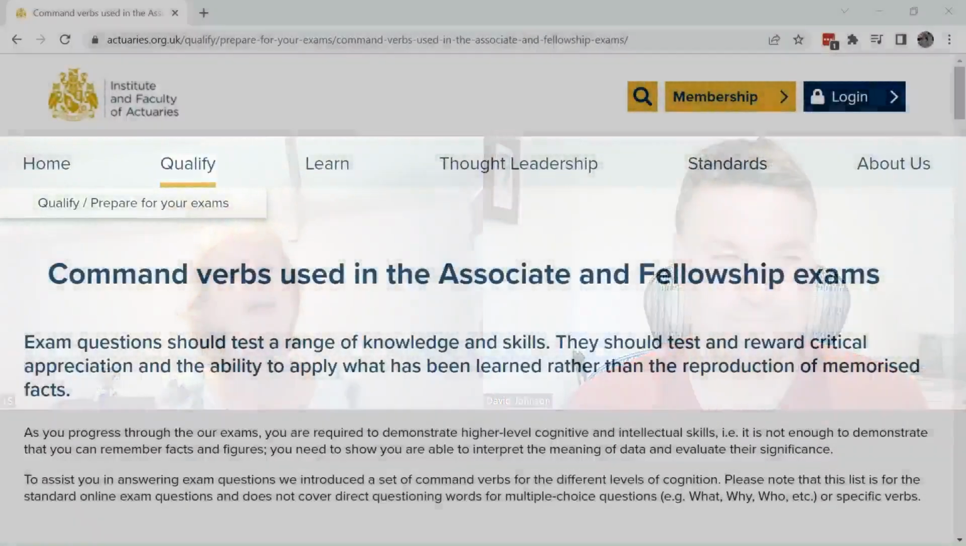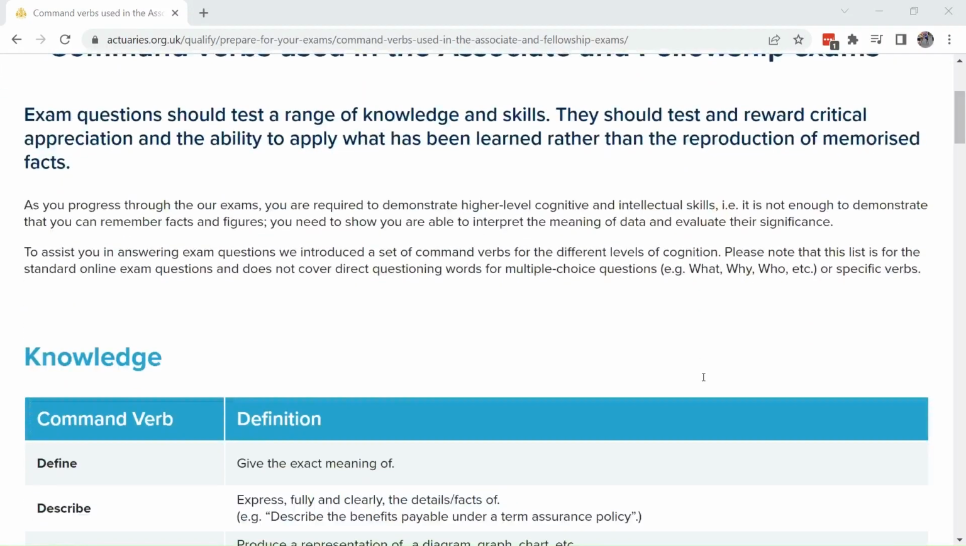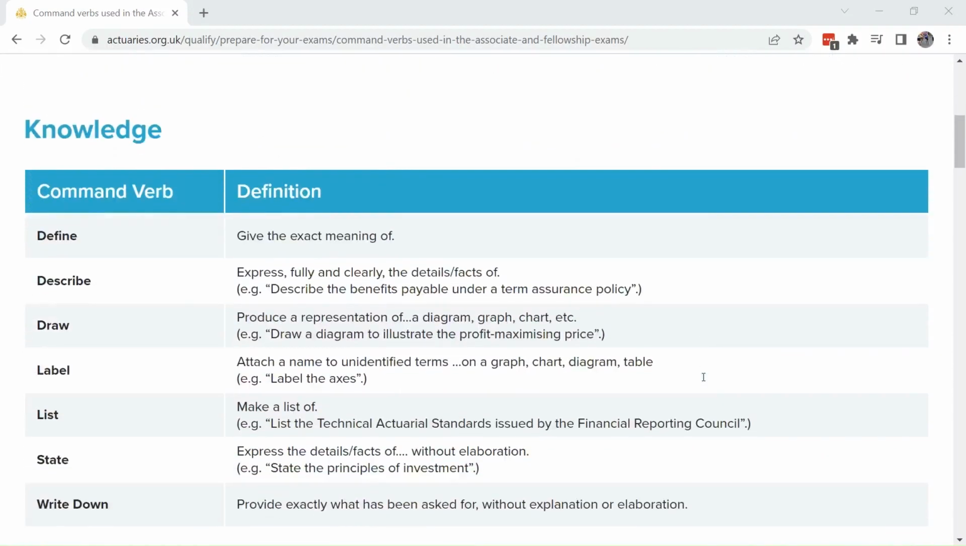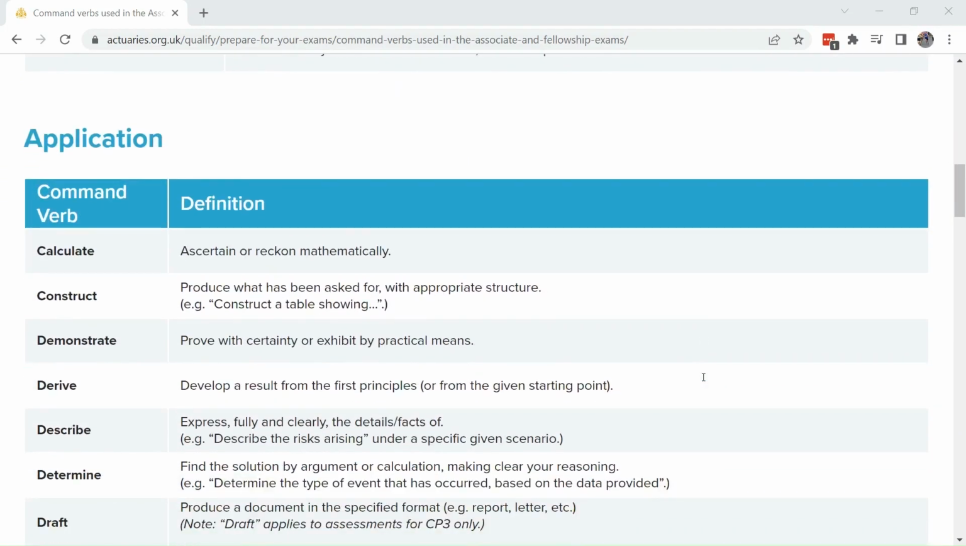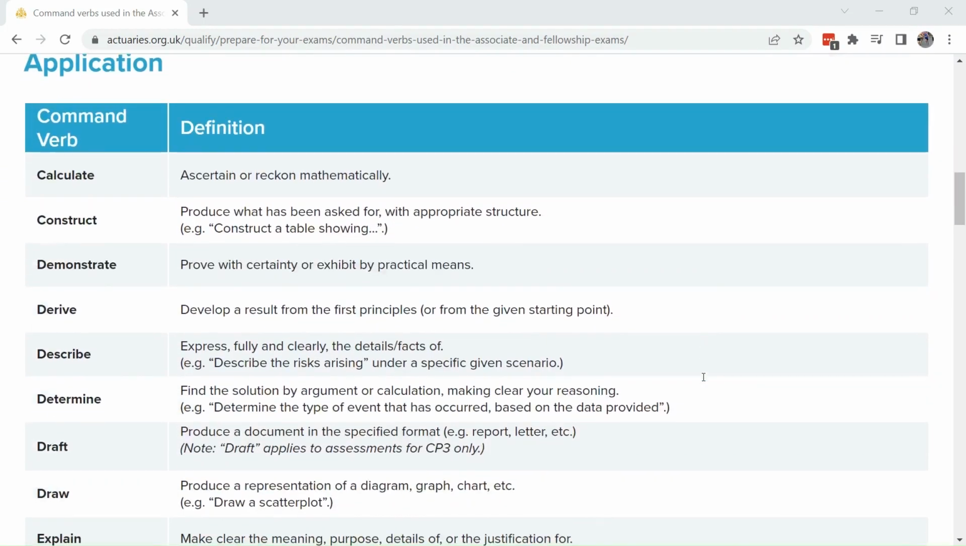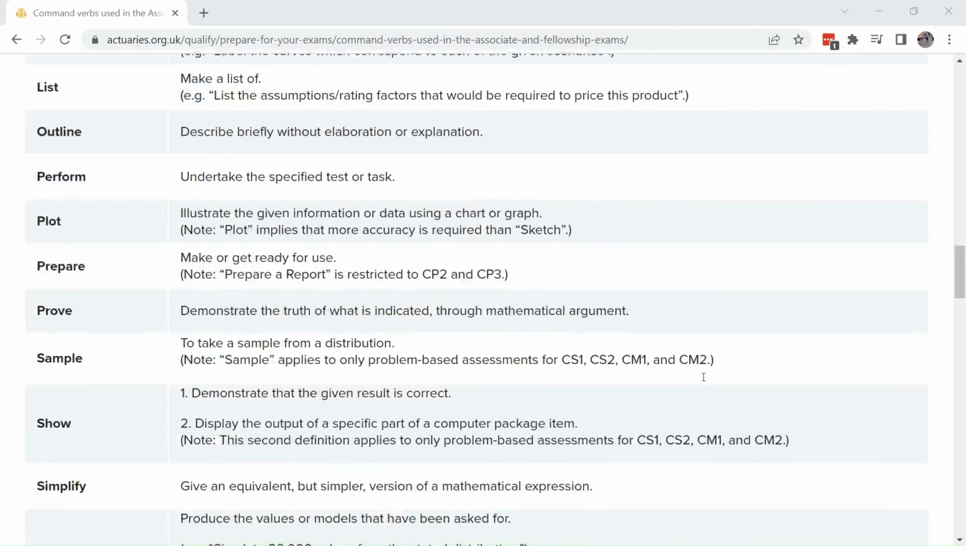And in terms of these command verbs, I would definitely recommend having the list of the IFoA's command verbs and their definitions next to you during the exam as part of your reference materials, because there are loads and loads of different command verbs that do get used in these later exams, ones that you perhaps wouldn't have met in some of the earlier subjects.